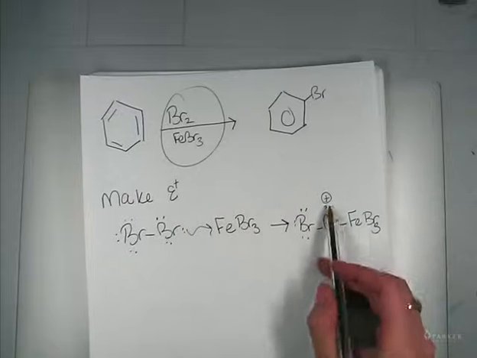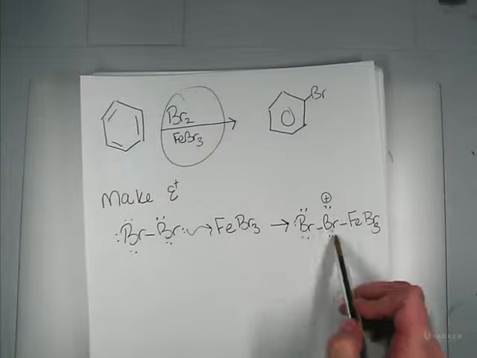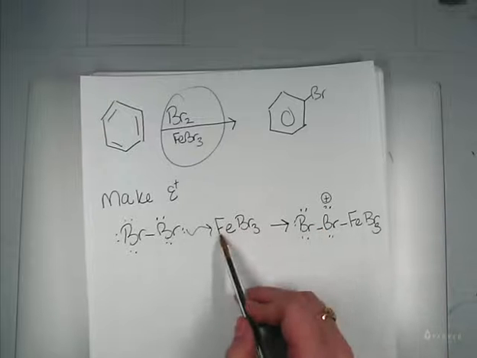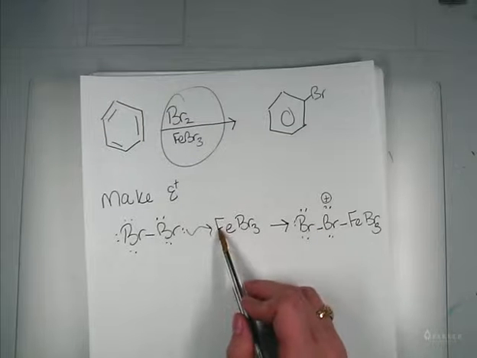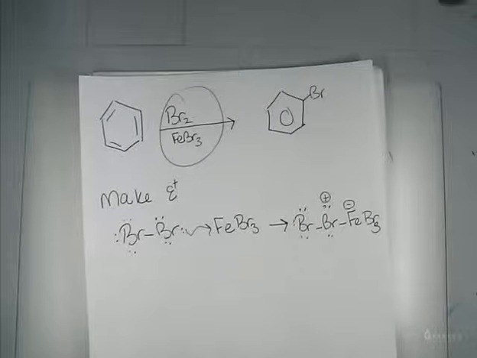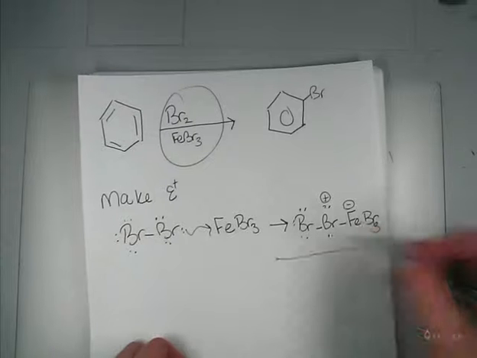And you could do the formal charge if you want. 1, 2, 3, 4, 5, 6. And it should have 7. Iron, do you see that it gained electrons? And so now it actually has a negative charge. Now this is your good electrophile, believe it or not. You have made it.